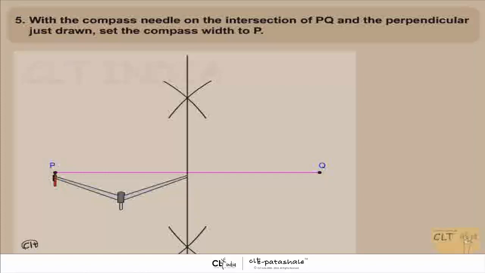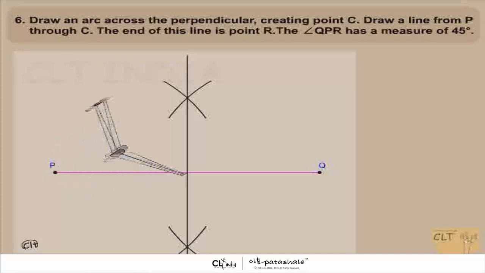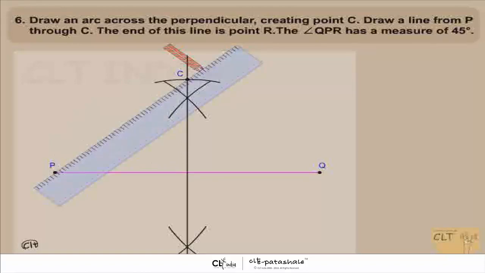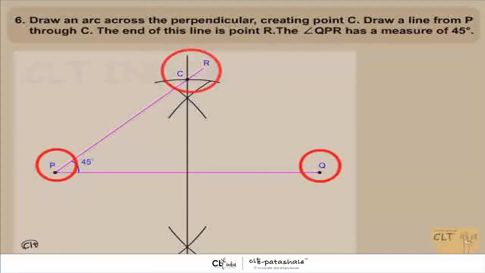With the compass needle on the intersection of PQ and the perpendicular just drawn, set the compass width to P. Draw an arc across the perpendicular, creating point C. Draw a line from P through C. The end of this line is point R. The angle QPR has a measure of 45 degrees.